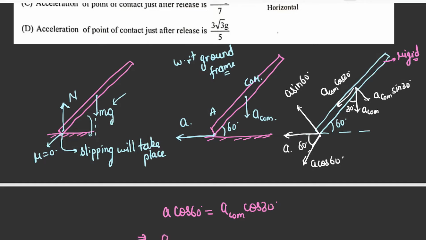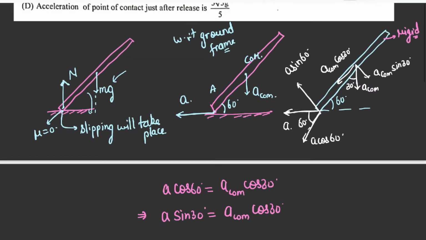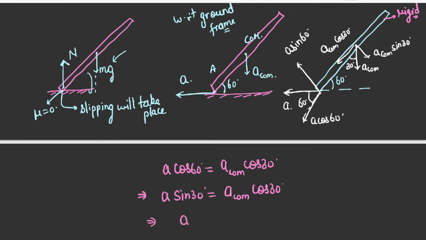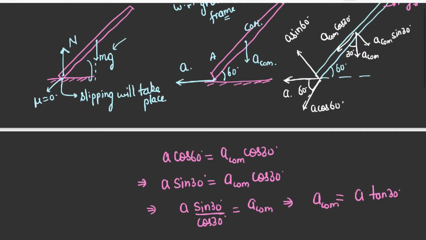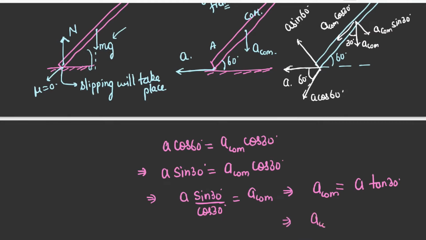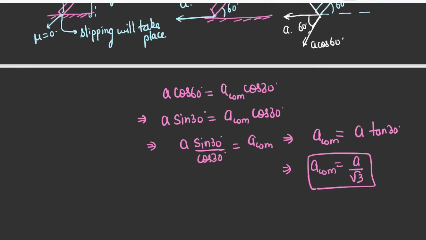That comes out to be A sin 30 is equal to A_cm cos 30. Now everyone is good in trigonometry, so I guess A comes out as A sin 30 by cos 30 is equal to A_cm. So I can write it as A_cm is A tan 30. On a smarter move, I can say A_cm is A by root 3. Or you can even write it as A is equal to root 3 A_cm. That is one of the easiest things.